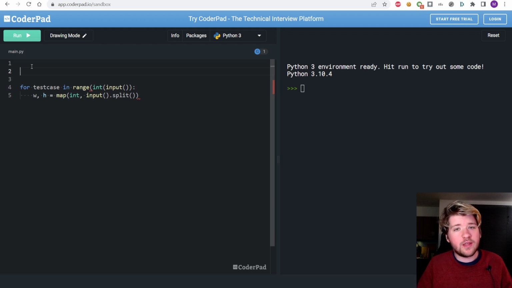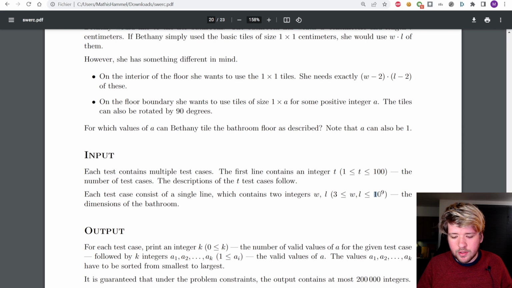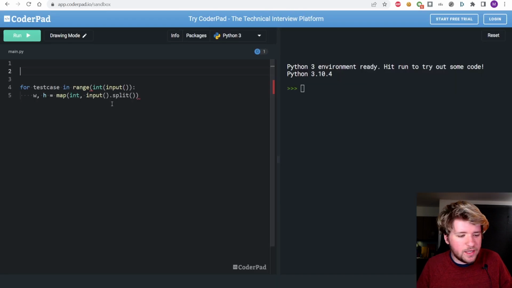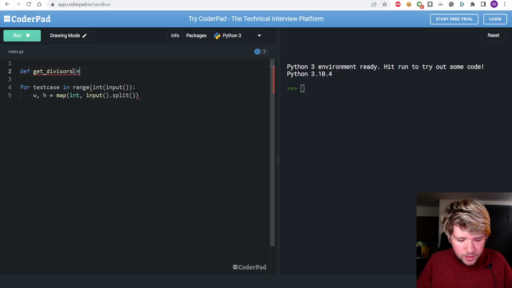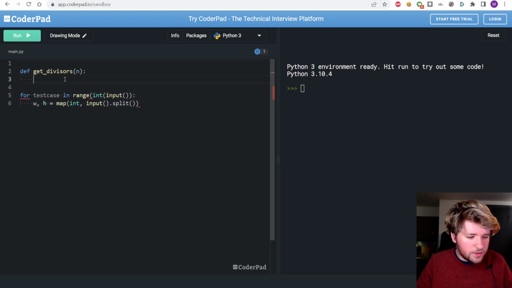Here we can do that with a simple algorithm that checks all the potential divisors between 1 and the square root of the number. This will be fast enough because the square root of 10 to the power 9 is actually less than 50,000, so it should be fast enough for our code. So here I'll implement a function that gets the divisors of a number n.